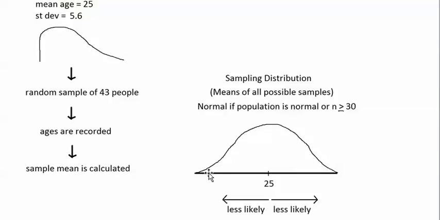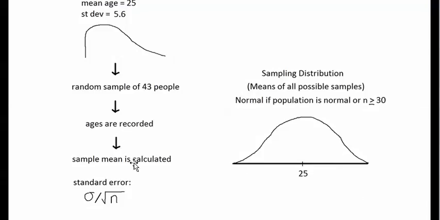However, it is possible for us to make a rough estimate of how far the sample mean will fall from the population mean. We can do that by calculating a value called the standard error. To get the standard error, we need to divide the population standard deviation by the square root of the sample size. The population that's being sampled has a standard deviation of 5.6, and the sample size is 43. That means that we need to divide 5.6 by the square root of 43. When we do that, we get a standard error of 0.85. This number is telling us that the sample mean is likely to fall about 0.85 from the population mean.